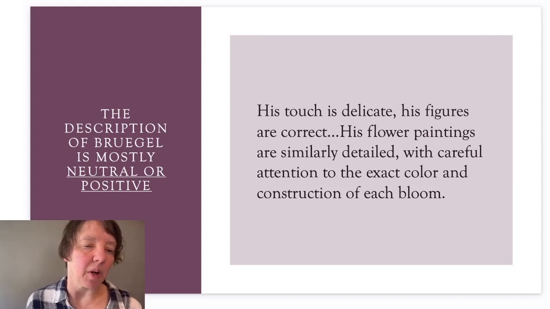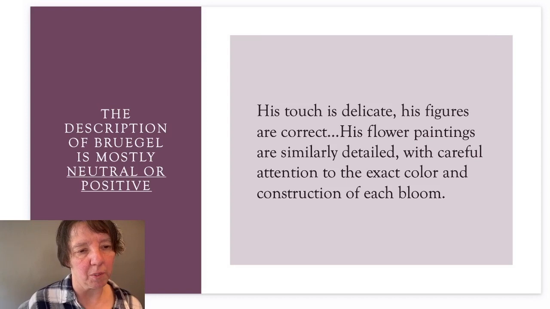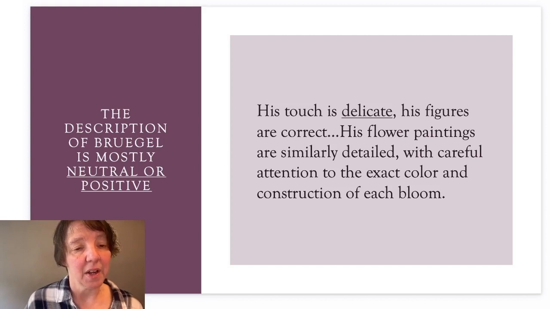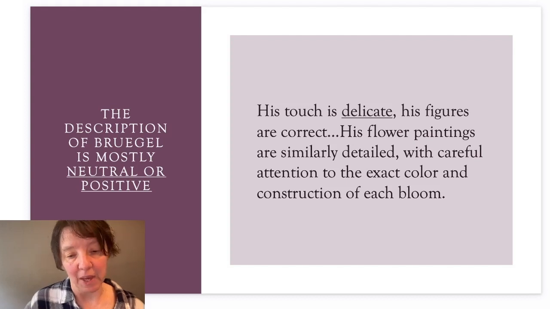Here's another example of two sentences about Bruegel that's mostly neutral or positive. His touch is delicate, his figures are correct. His flower paintings are similarly detailed with careful attention to the exact color and construction of each bloom. Same thing, so this is basically neutral or maybe slightly positive, but if we change some of the words, we can change the slant to negative. So delicate, what's a word that we could replace delicate with that means essentially the same thing but has a negative connotation? And I let them guess.